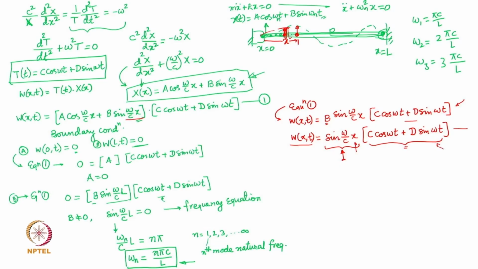This is quite similar to our multi-degree of freedom system, wherein we have written the response to be composed of the mode shapes and the corresponding time functions. Now let us look at the mode shape. The mode shape, as I said, is given by sin(omega by c into x). Omega n itself, you can see that if I want to now write the response in the nth mode, I can write the response in the nth mode.